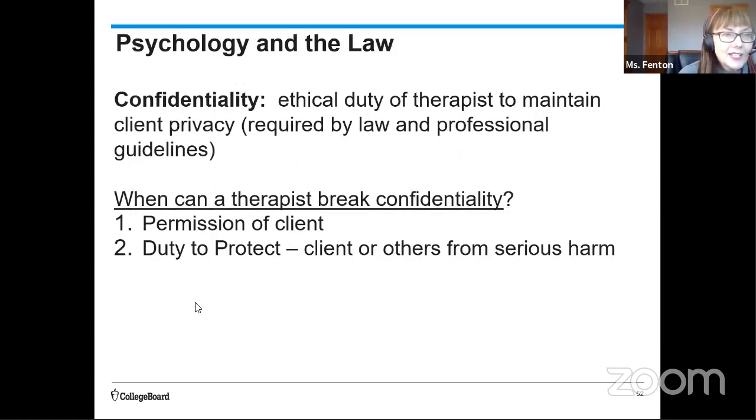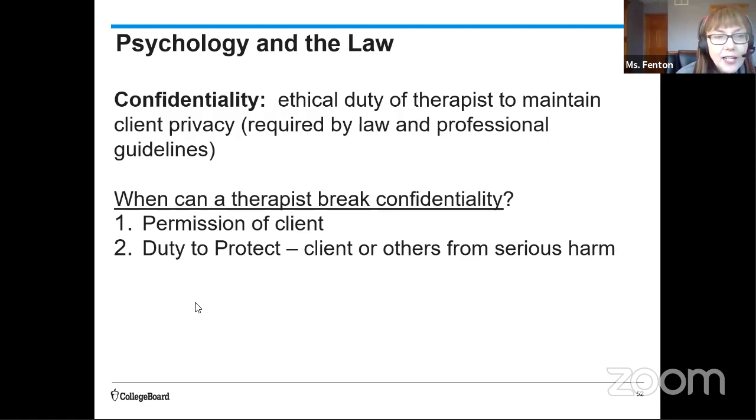A little bit about psychology and the law, since we brought up confidentiality. This is an ethical duty of a therapist to keep the client's information and what happens in therapy sessions private, safe. And this is required both by law, state and federal law, and also by the professional guidelines of organizations like the American Psychological Association.